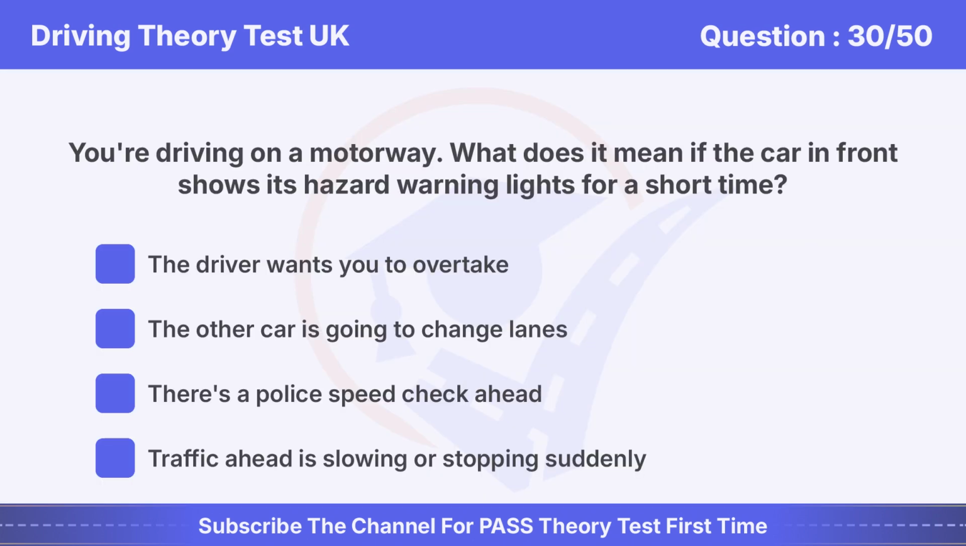Question 30. You're driving on a motorway. What does it mean if the car in front shows its hazard warning lights for a short time? Answer is D. Traffic ahead is slowing or stopping suddenly.